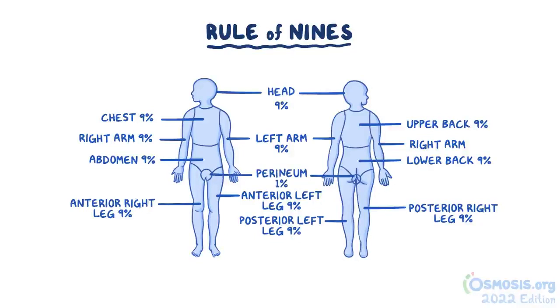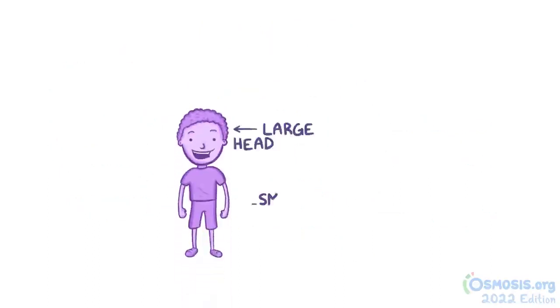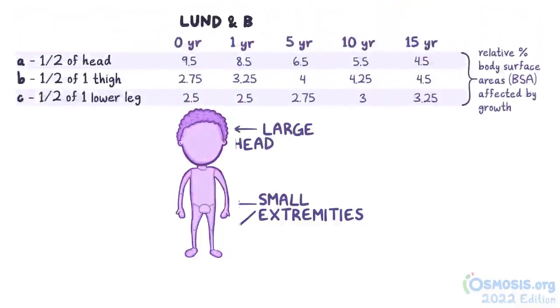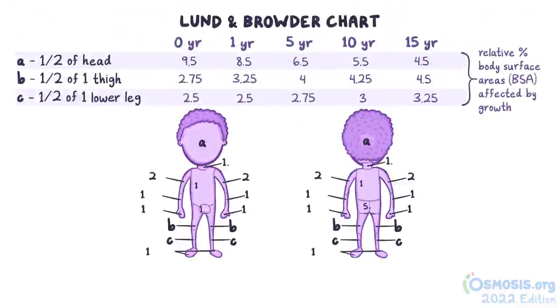Sometimes the burn areas are patchy and it can be difficult to ascertain a percentage. To tackle this issue, the palm can be used to estimate, as the palm approximates 1% of a person's total body surface area. But because children have larger heads and smaller extremities, the rule of nines can't be applied to them. Instead, the more complex Lund and Browder chart is used, which takes into account the child's age. This chart can also be applied to adults.